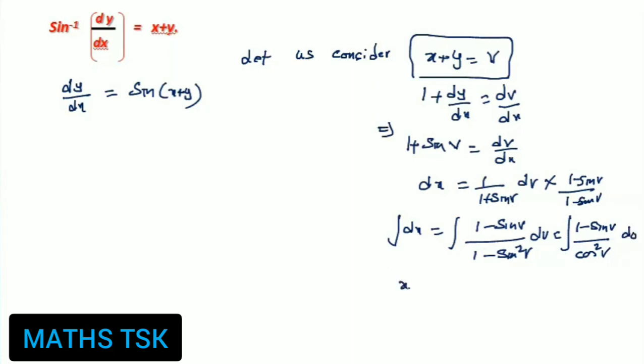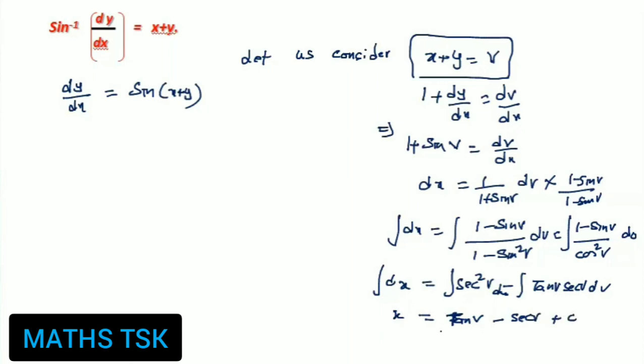So integration of dx is x. Integration of 1 by cos square becomes secant square v. Sine v by cos square v becomes tan v into secant v. Both with dv. So if you integrate, you'll get x is equal to secant square v integrates to tan v, and then minus secant v tan v integration is secant v, plus c. So this can be written as x is equal to tan of (x plus y) minus secant of (x plus y) plus c. There is the integration constant.